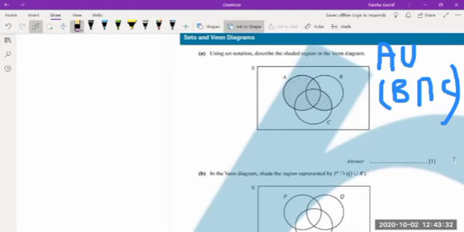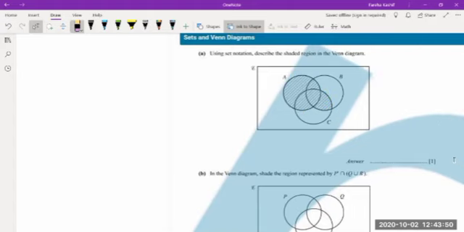Okay, so let's see, B intersection C. B intersection C is all this part, where B and C are intersecting, and we're finding the union, everything that is in A and the intersection of C. What is all in A? This. So we describe the whole region. Let's move on to the next question.